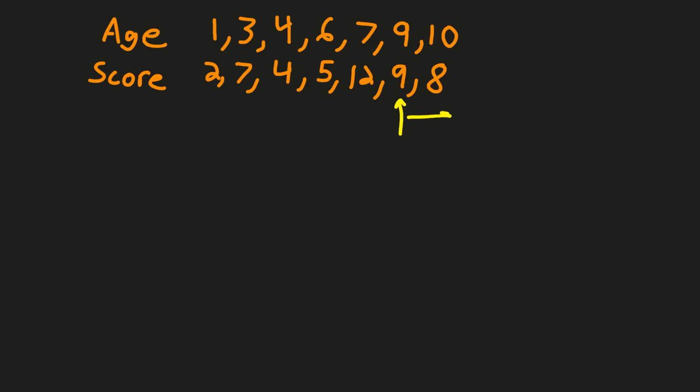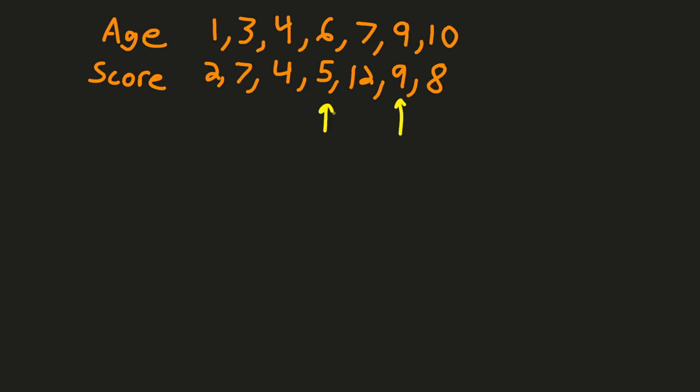Well, if we look to the right, any person to the right has to have a score of at least 9. And that's because everyone to the right of 9 is older than 9. And if we look to the left, every person has to have a score of under 9. So what is the best team? Can 12 be part of this team? No. Can 5 be part of this team? Yes. So should 5 be part of this team?